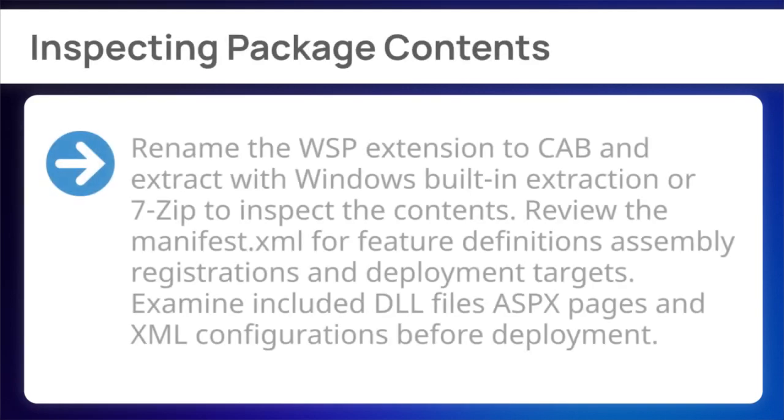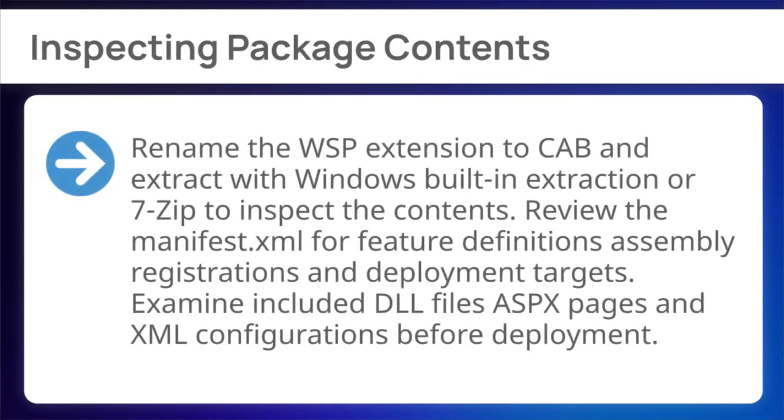Next, inspecting package contents. Rename the WSP extension to CAB and extract with Windows built-in extraction or 7-Zip to inspect the contents. Review the manifest.xml for feature definitions, assembly registrations, and deployment targets. Examine included DLL files, ASPX pages, and XML configurations before deployment.